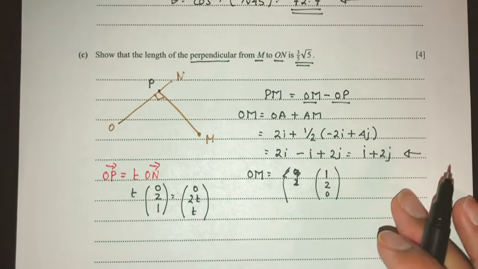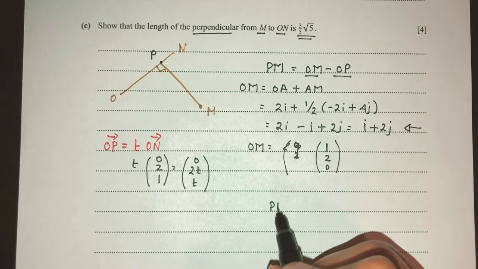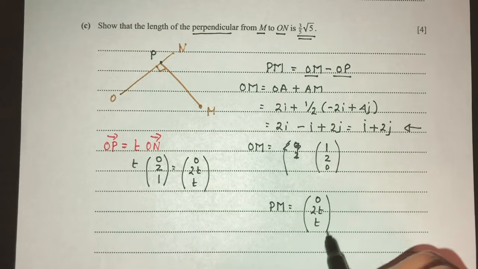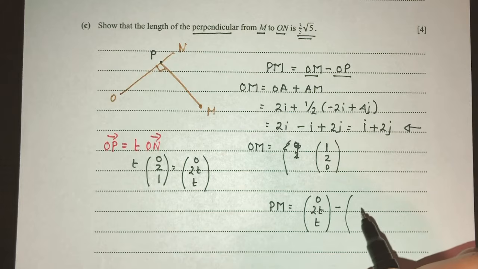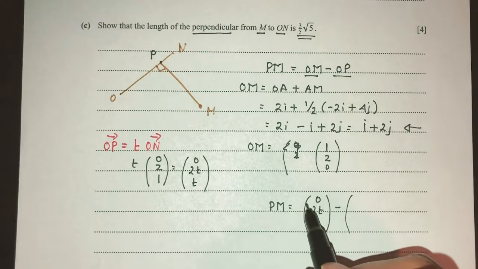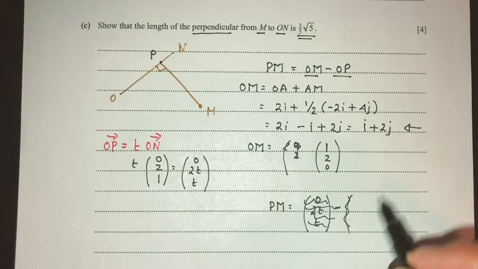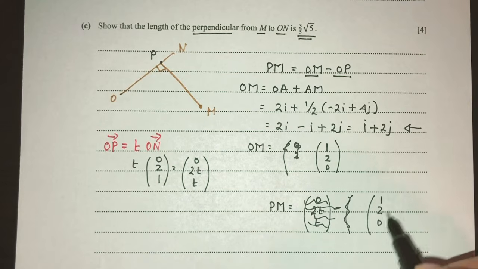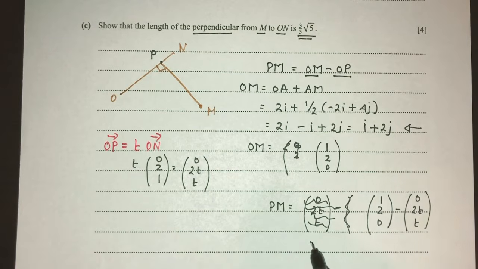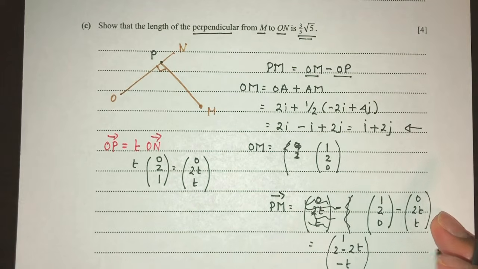Now going back to here, to find PM, PM is equal to what? It's actually OM minus OP. Okay, let me write that again. So PM is OM, which is 1, 2, 0, minus OP, which is 0, 2t, t. That will be 1 minus 0 is 1, then 2 minus 2t, and minus t. That is direction PM. So now we have to find the value of t.